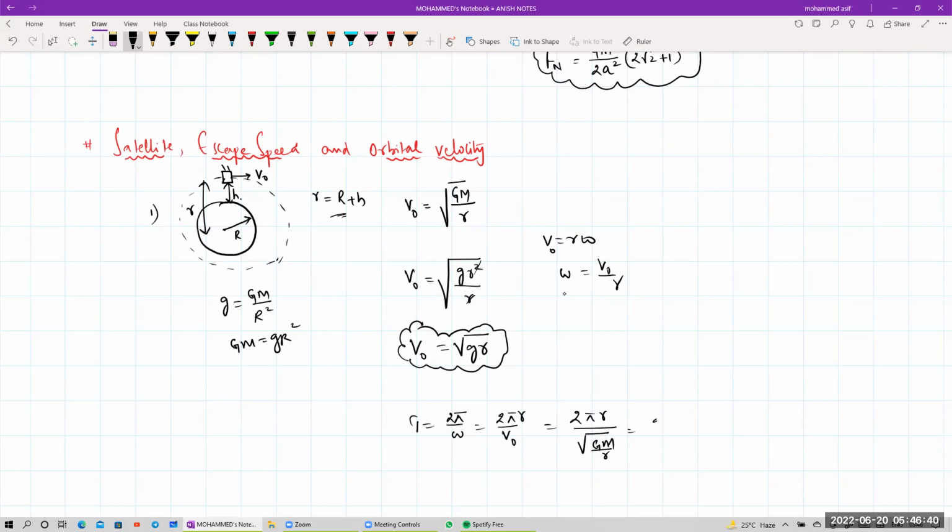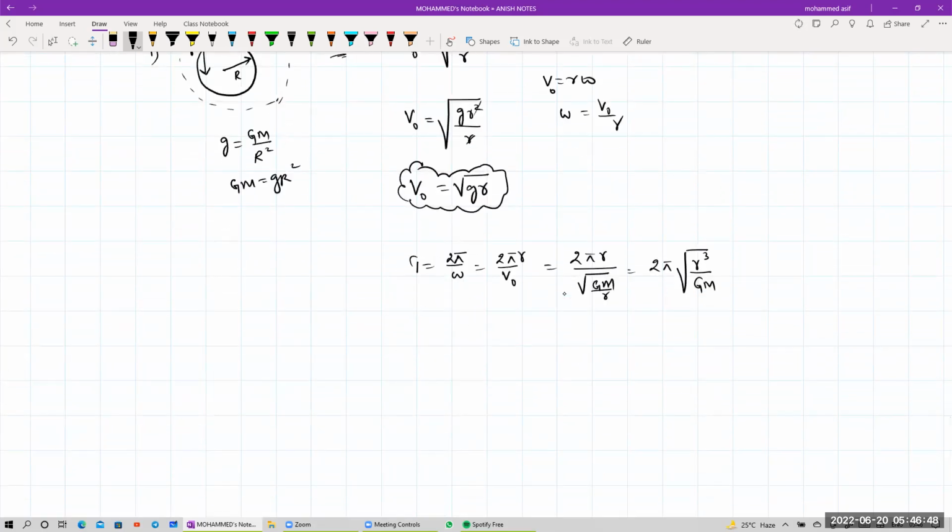That means this can be written as 2 pi common, under root of r cube divided by capital G capital M. Can I write like this? So the time period of the planet revolving around the circular orbit is given by the formula 2 pi into square root of r cube divided by G into M. From this only we got Kepler's third law.